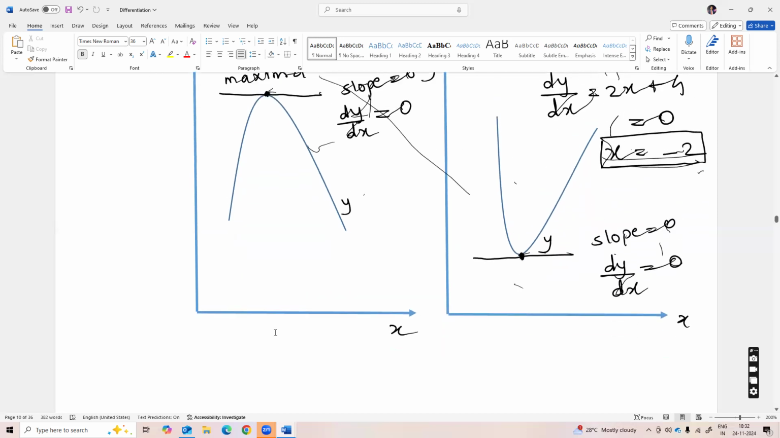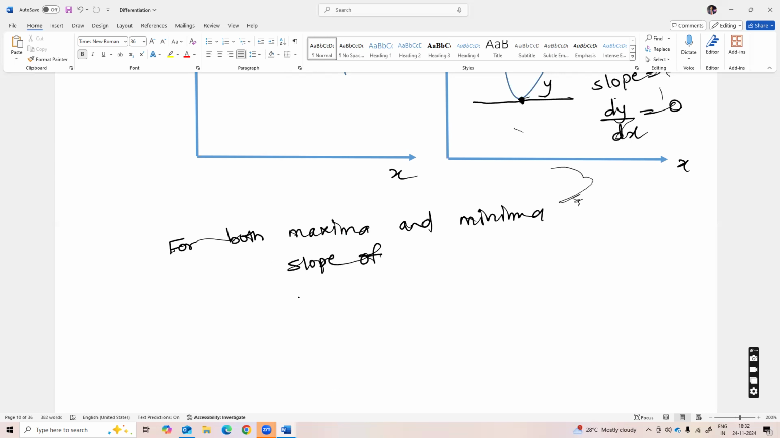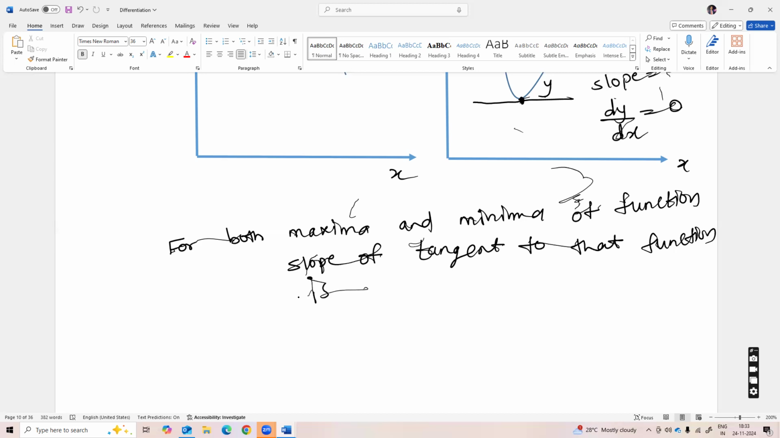To find out whether it will be a minima or maxima, note that for both maxima and minima of a function, the slope of the tangent to that function is 0, and slope is given by differentiation, so it is given as dy by dx. Based on that, you can find out the point of minima and point of maxima.